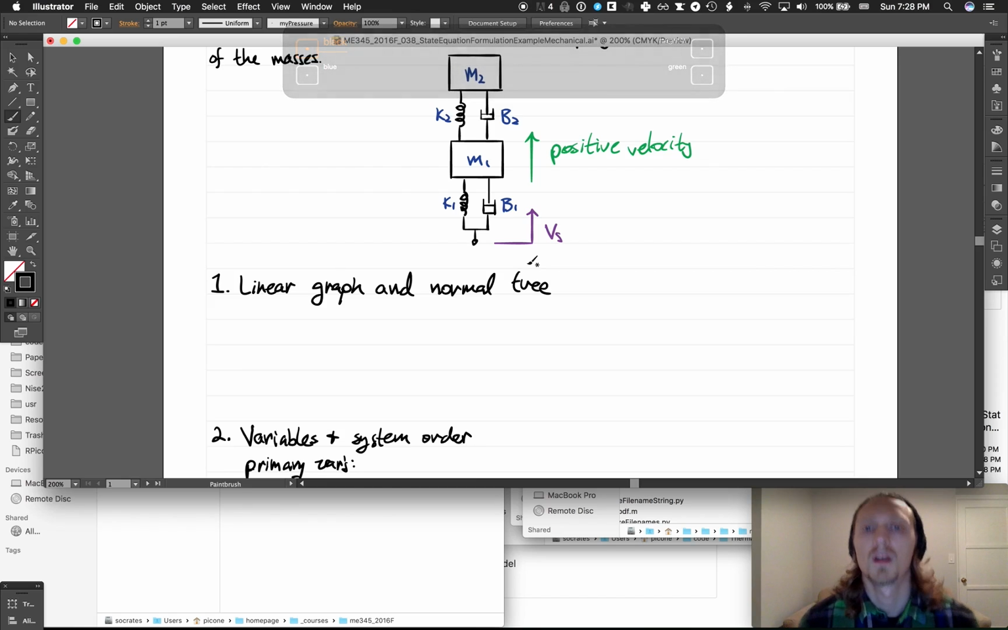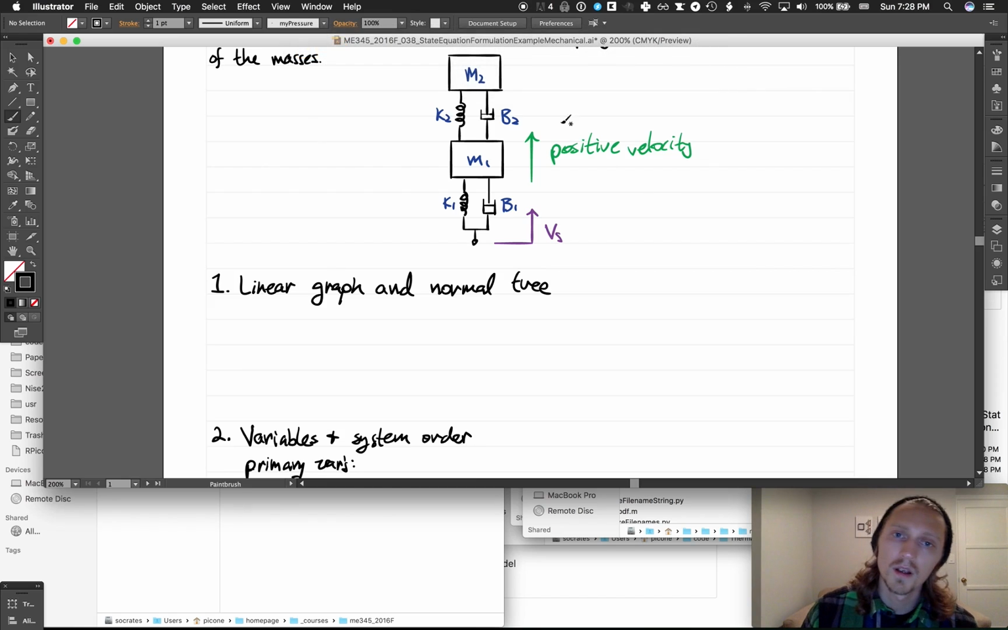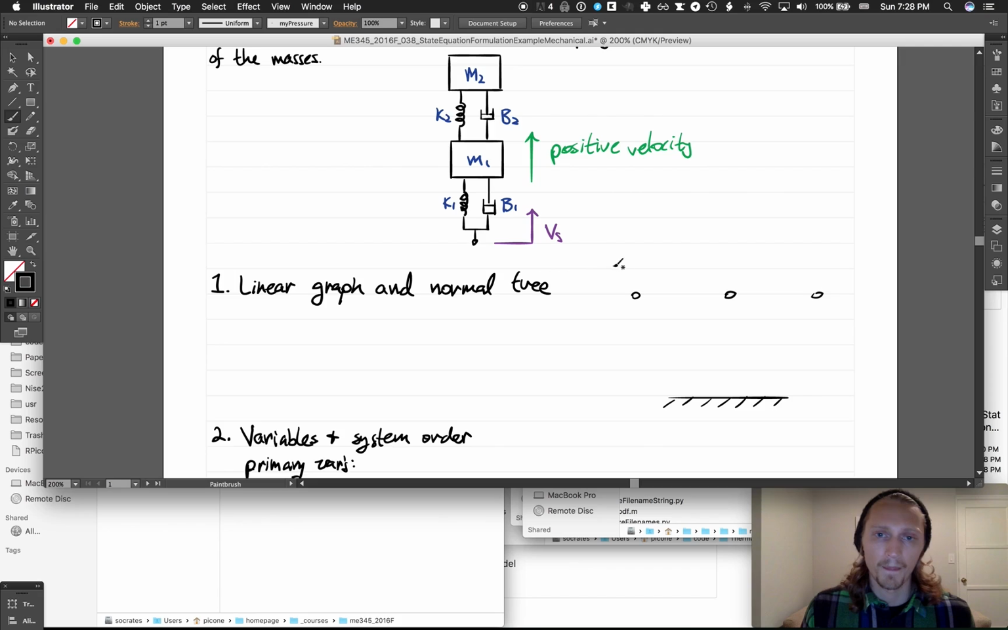So this system has 1, 2, 3, and the fourth is ground, distinct velocities. So we'll draw in ground first and 3 non-ground distinct velocities. So those are those nodes. Let's connect the velocity source here.